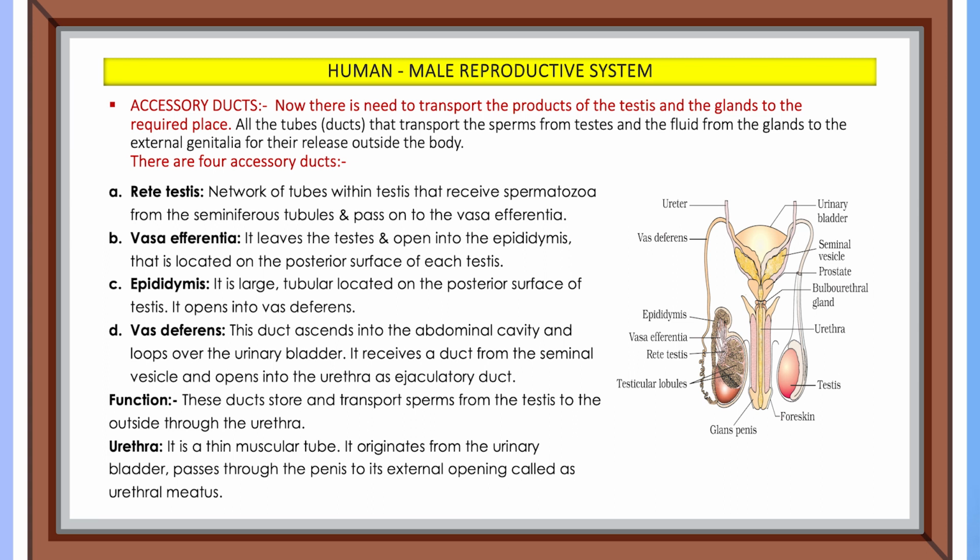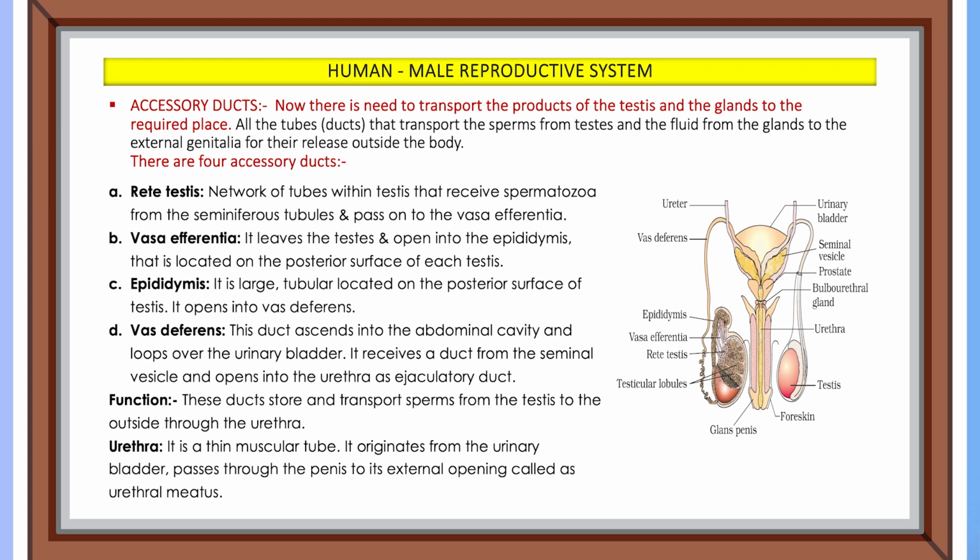The second one is the vasa efferentia. Its function is to receive the sperms and open up into the epididymis, which is present on the posterior surface of the testis. The epididymis is a large convoluted tube on the posterior surface of the testis. It opens up into the vas deferens. Now, the vas deferens ascends up into the abdominal cavity, loops over the urethra, and then joins the duct from the seminal glands here, and opens up into the ejaculatory duct.